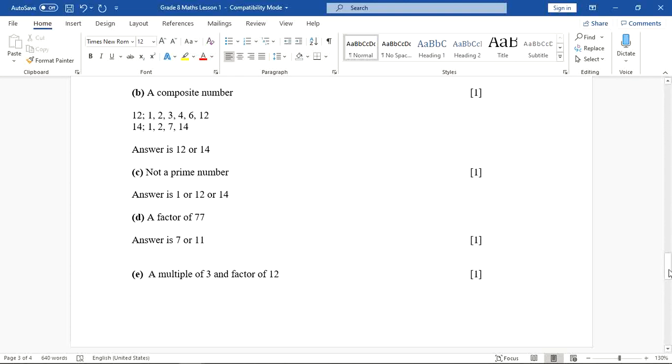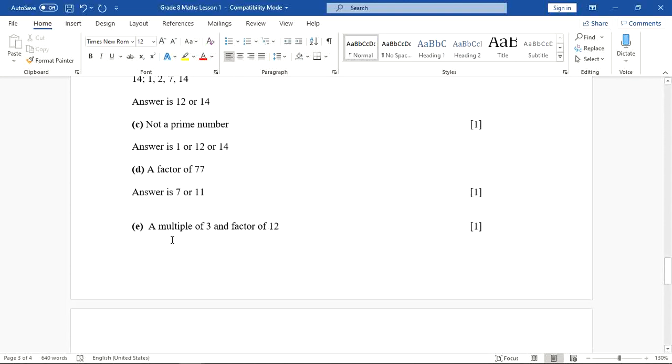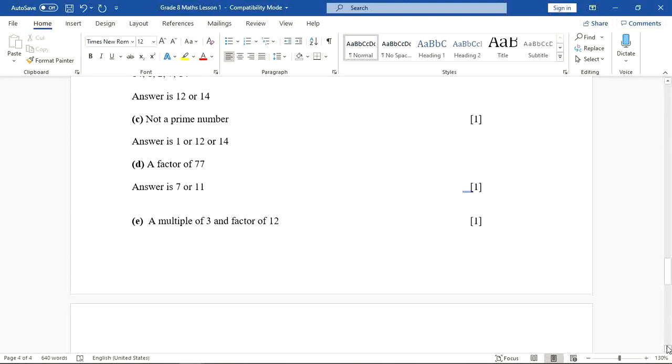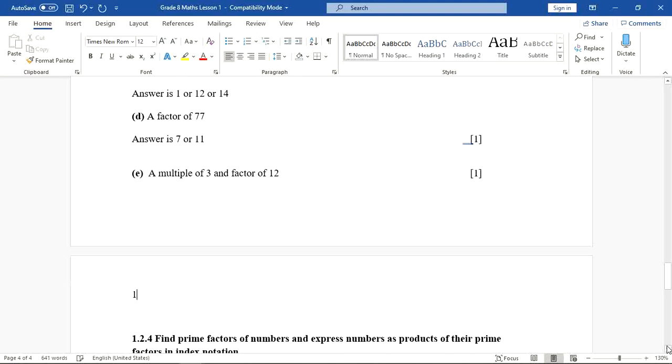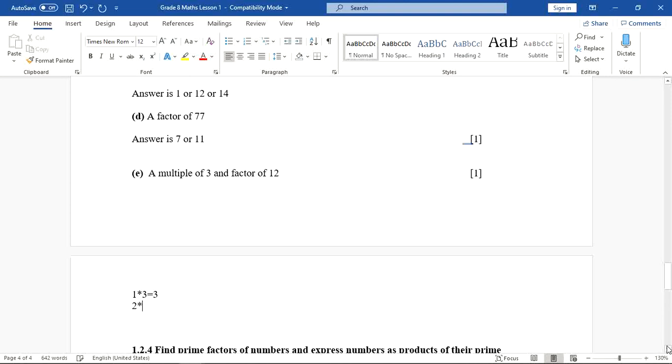And then part E says we want a number that is a multiple of 3 and at the same time is a factor of 12. So it must be a multiple of 3, and that number should divide 12 without any remainder. Okay, let's quickly do this. Let us list some multiples of 3. We start with 1 times 3, which is equal to 3. 2 times 3, what do we get? We get 6. 3 times 3, we get 9.